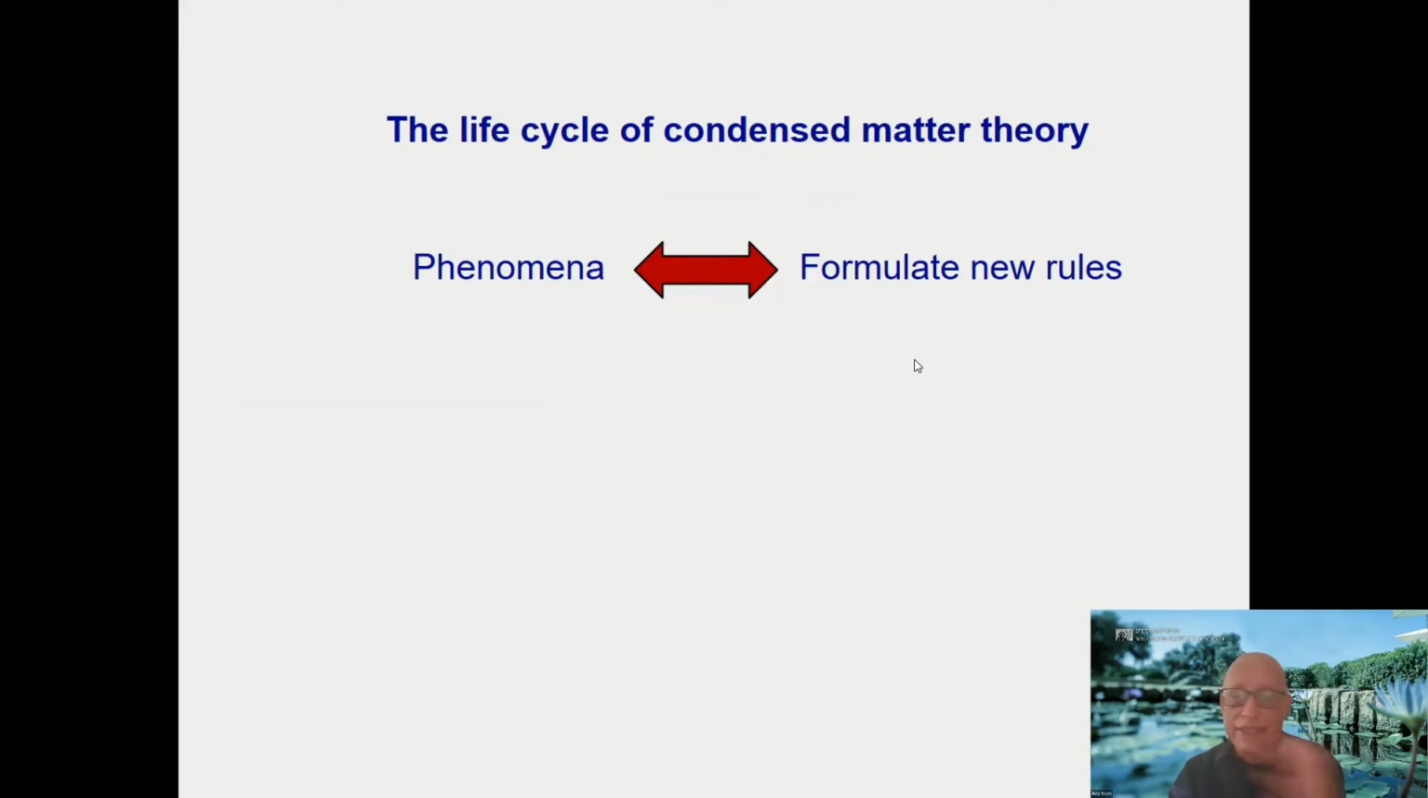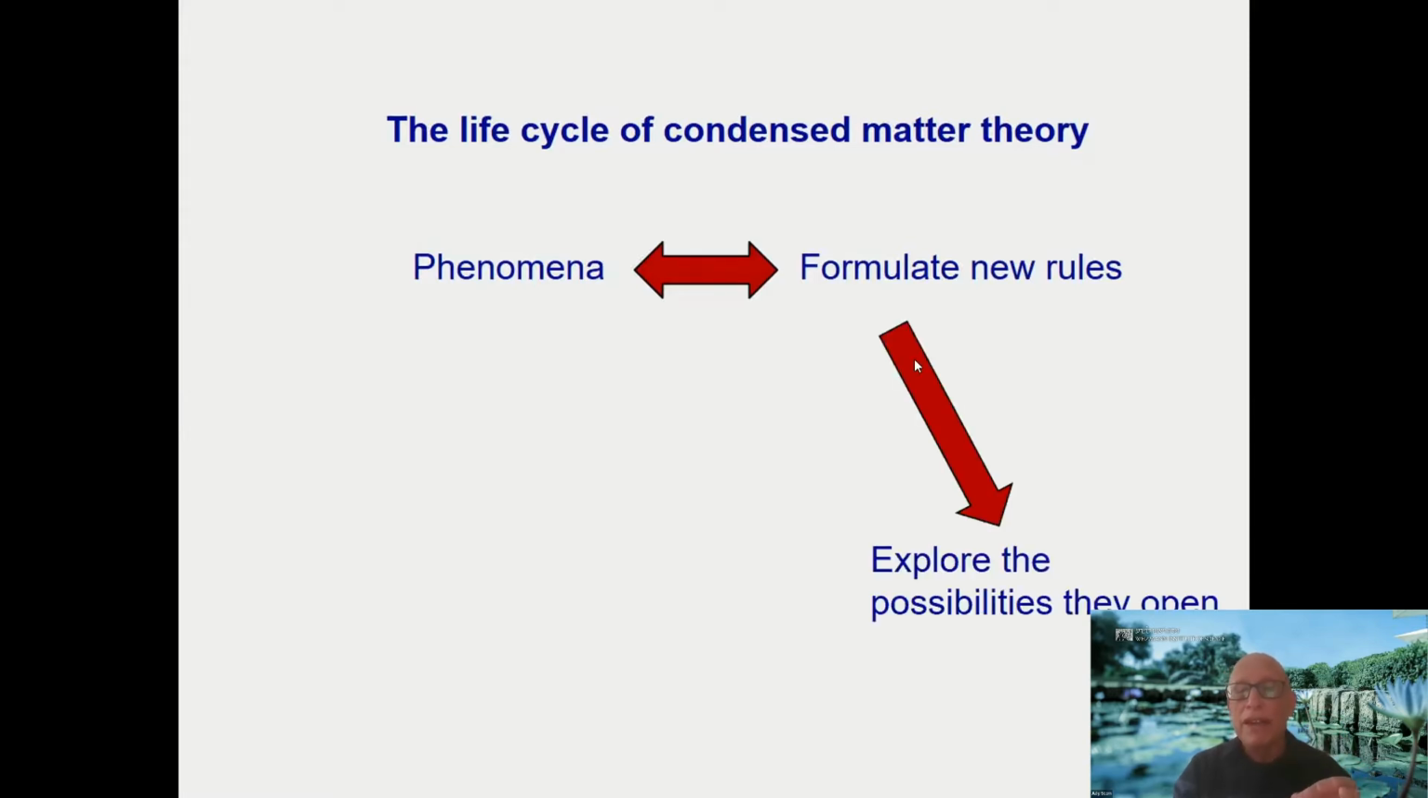So the life cycle starts usually with the observation of some phenomenon. When a phenomenon like the quantum Hall effect that I showed, like this twisted bilayer graphene that I showed, like many others, is discovered, the first thing is to try to formulate some set of new rules. You try to explain the phenomena that you see. But you don't stop at that. Once you have the rules, you try to explore the possibilities that those rules open to you. You try to see what they are telling you, what other phenomena you can predict from these rules.